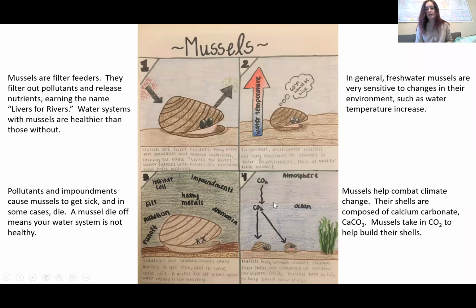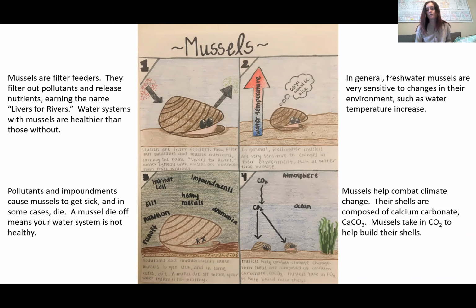And so just to summarize what we just went through: mussels are filter feeders, so they'll filter out pollutants and release nutrients, which earns them the name livers for rivers. Water systems with mussels are generally healthier than those without. Pollutants and impoundments cause mussels to get sick, and in some cases they will die. And a mussel die-off means your water system is not as healthy as it could be.